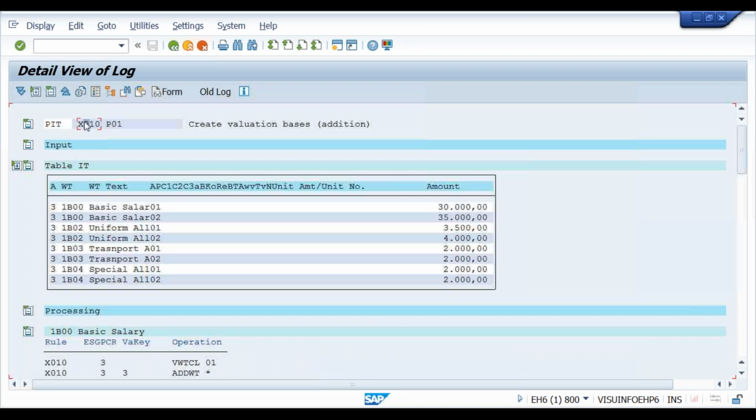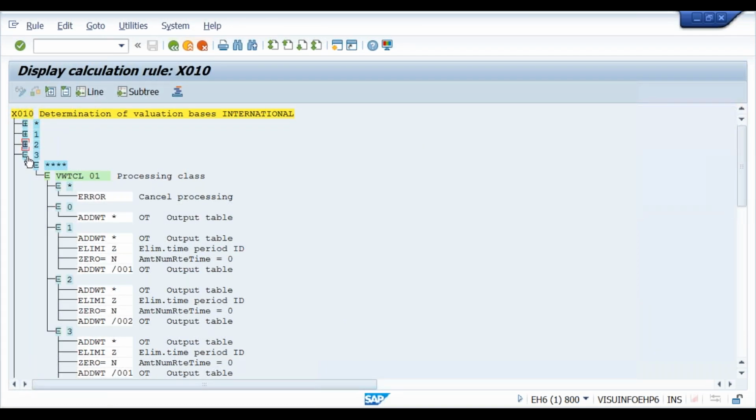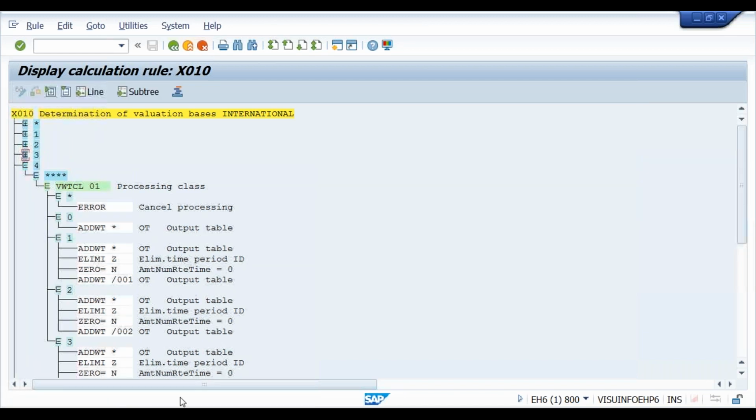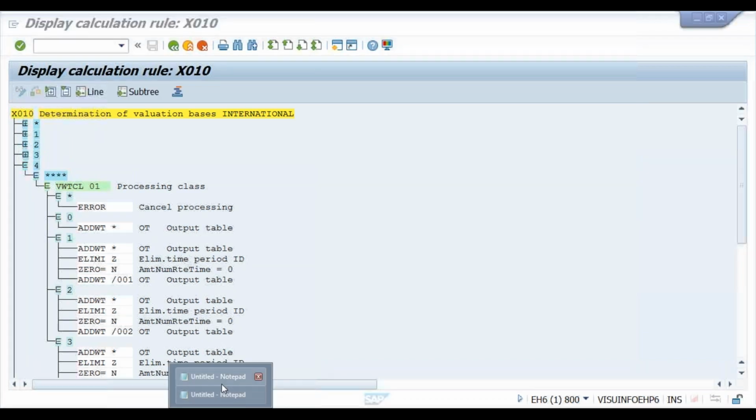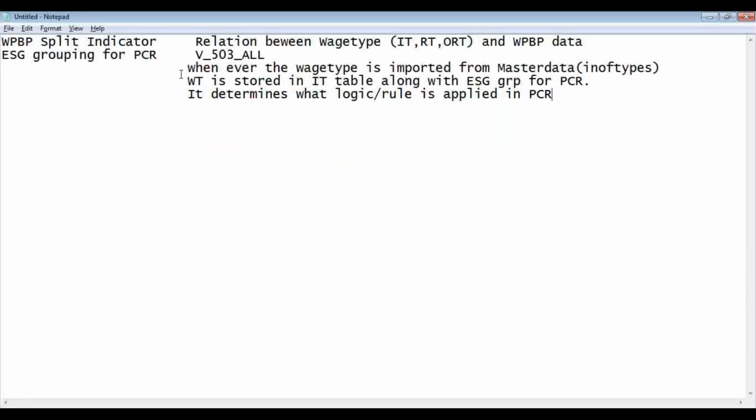Employee subgroup grouping for PCR. You are dividing the logic here itself between salaried employees and hourly employees. So we have two split indicators. In PCRs, we use these indicators for both of them.